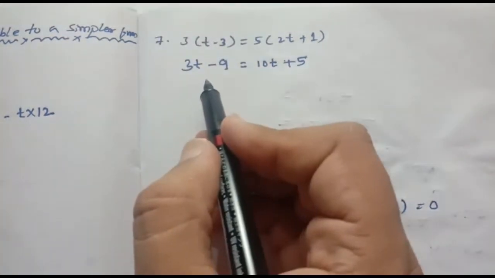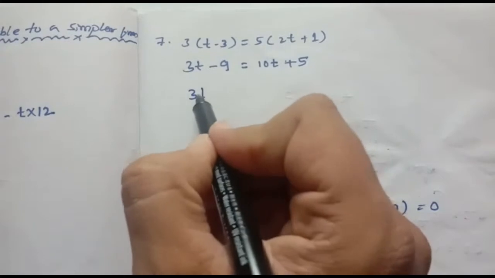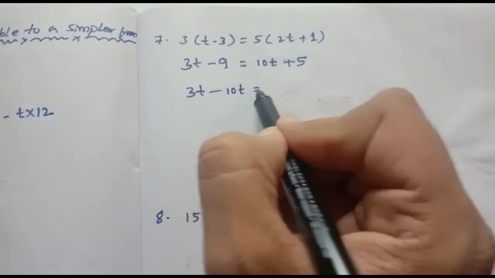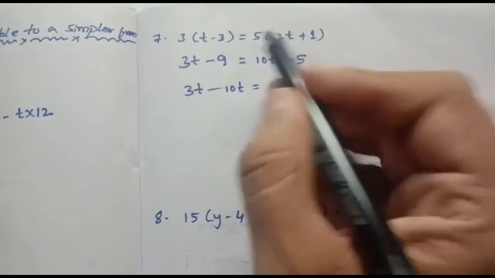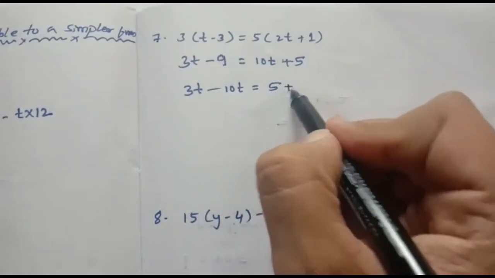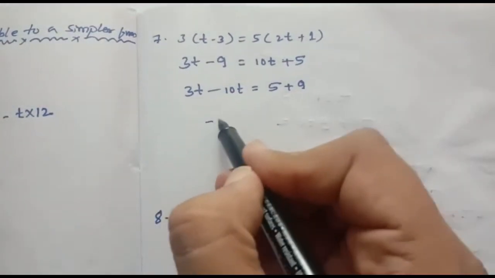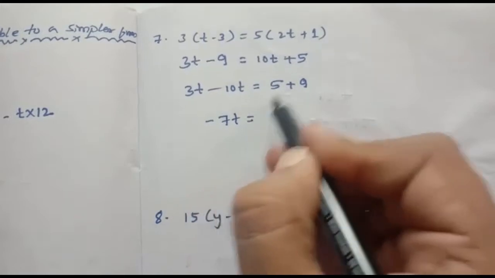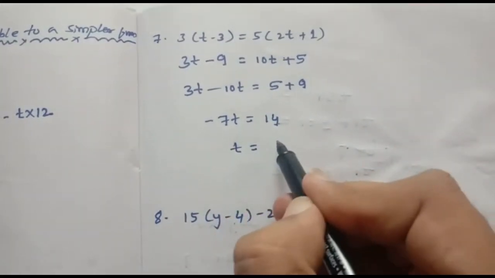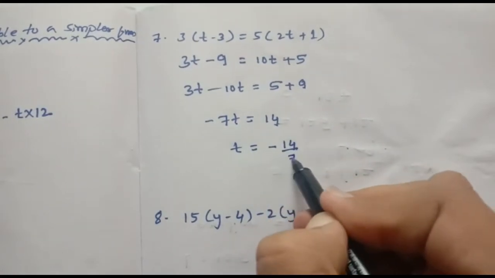We are rearranging variable and constant. 3t, when you transfer 10t, it will be minus 10t is equal to this 5 as it is. Transfer minus 9 to right hand side, it will be plus 9. 3t minus 10t is minus 7t is equal to 5 plus 9 is 14. Now t is equal to minus 14 divided by 7.